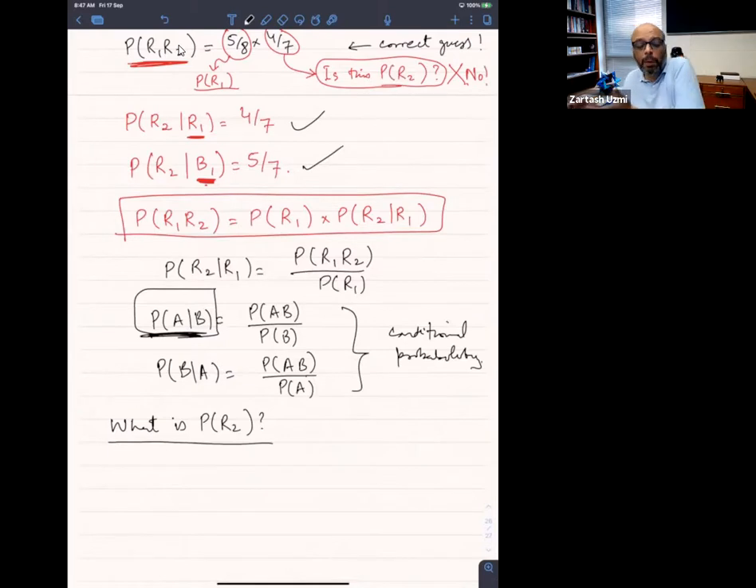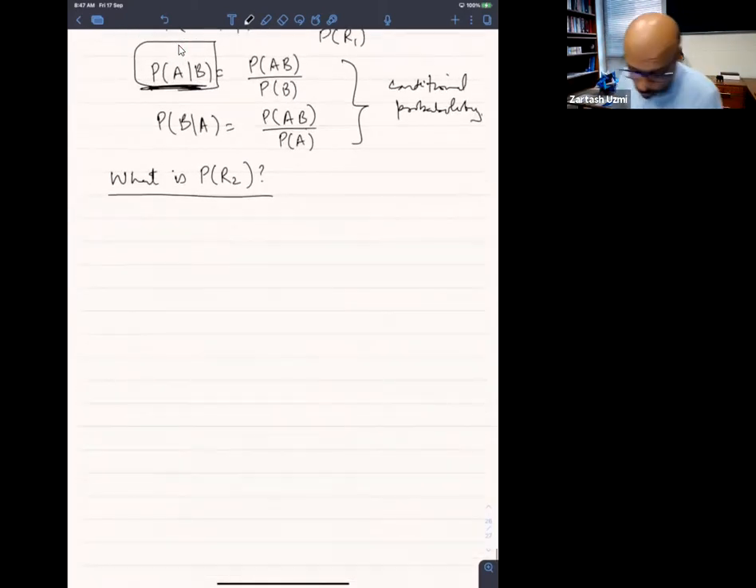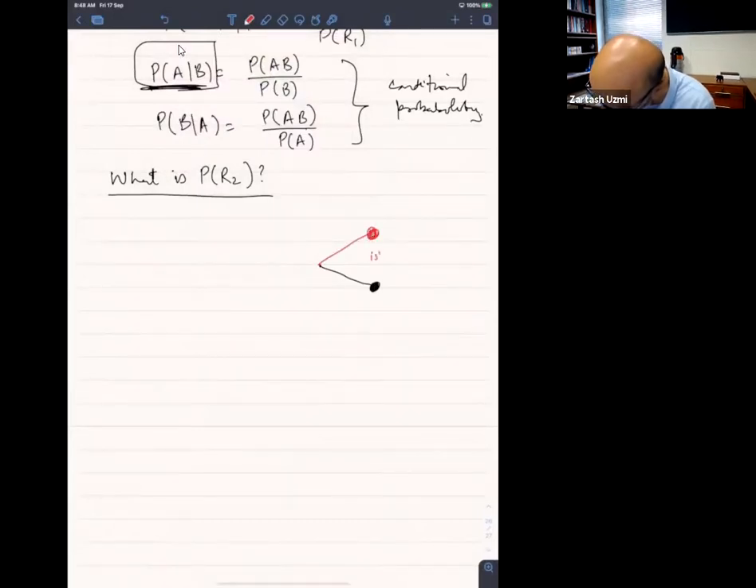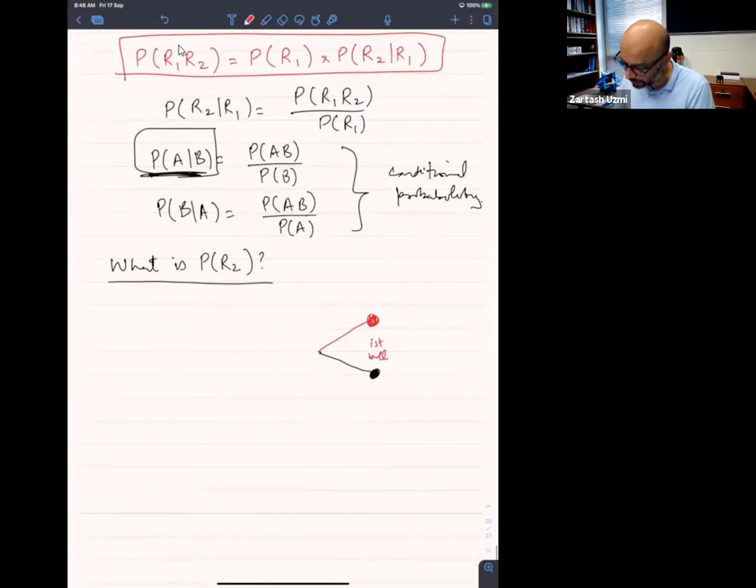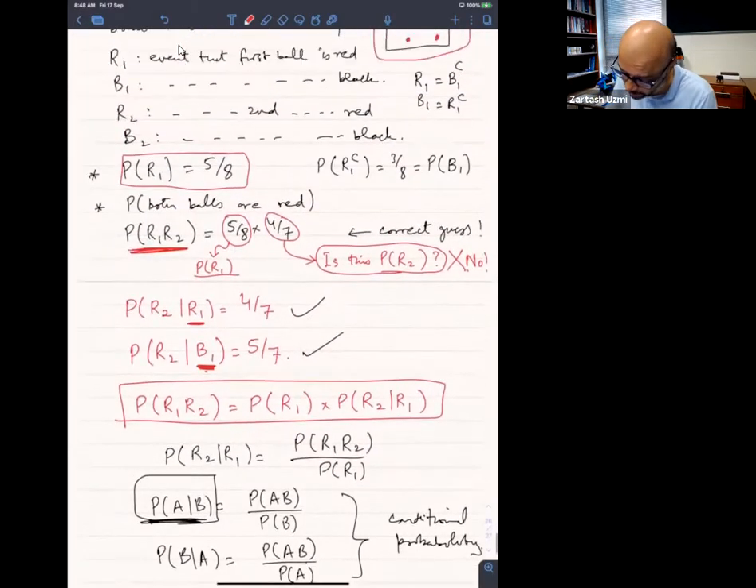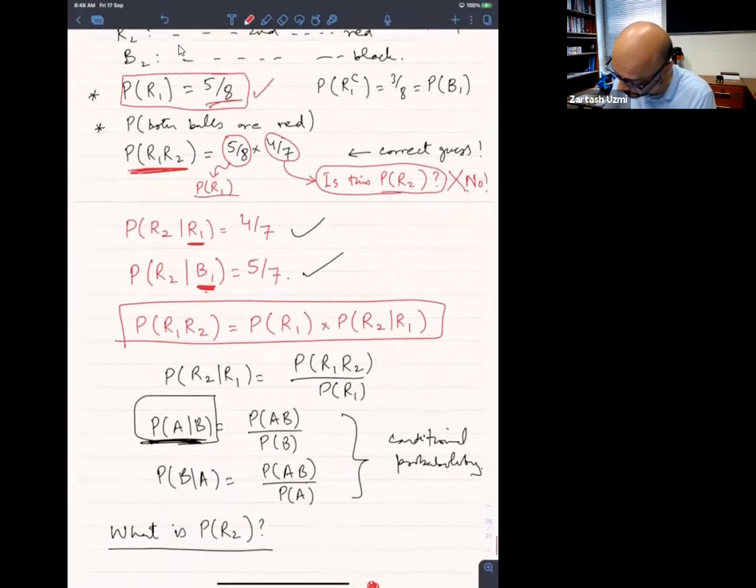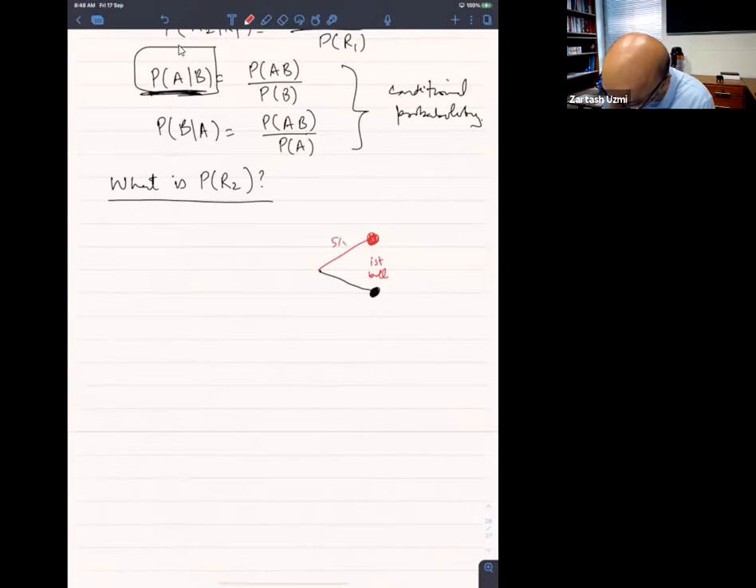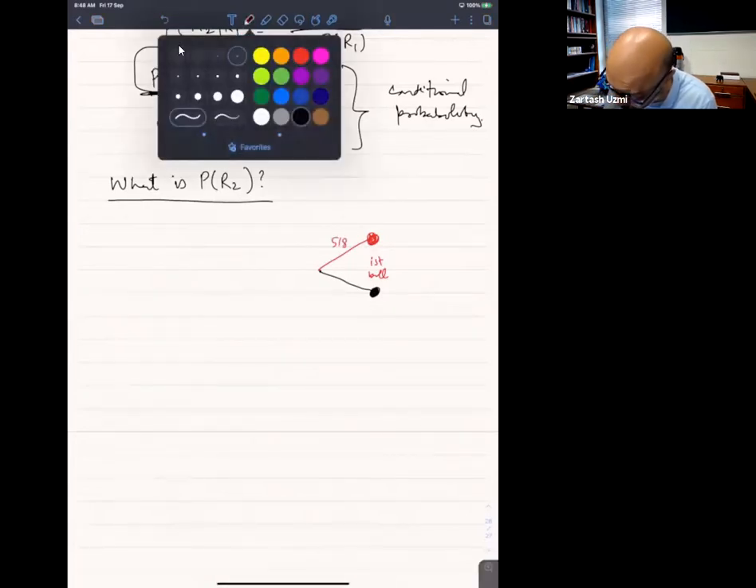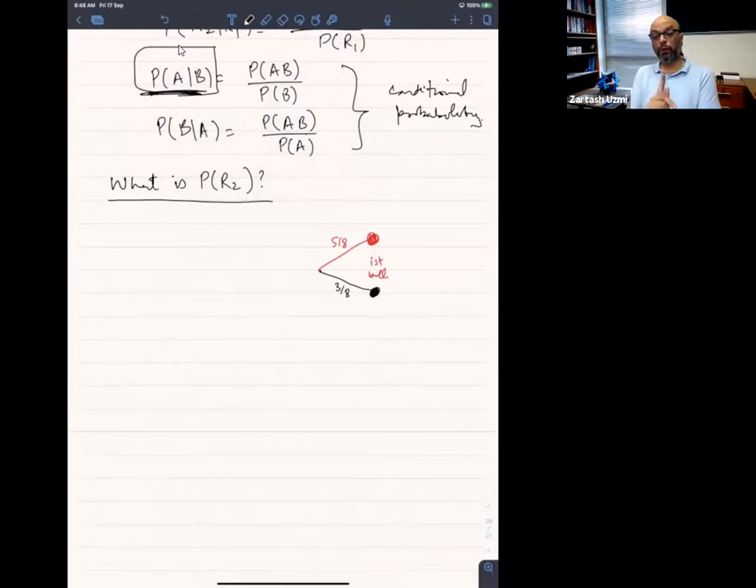So what is actually probability of R2? There are multiple ways that you can reach the second ball as red. Second ball as red. वो कैसे हो सकता है? वो ऐसे हो सकता है कि if you think about it, first ball is black, or the first ball is red. This is your first ball. What is the probability that the first ball is red? ये हमने सबने देखी थी, ये ऊपर 5/8 थी. So this probability was 5/8, and this probability was 3/8.